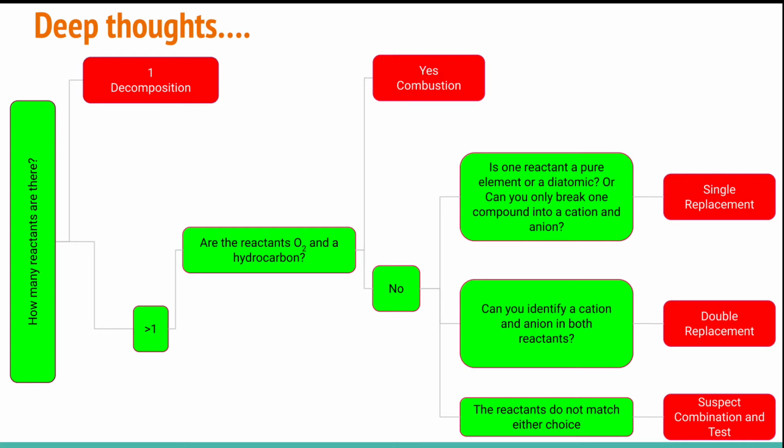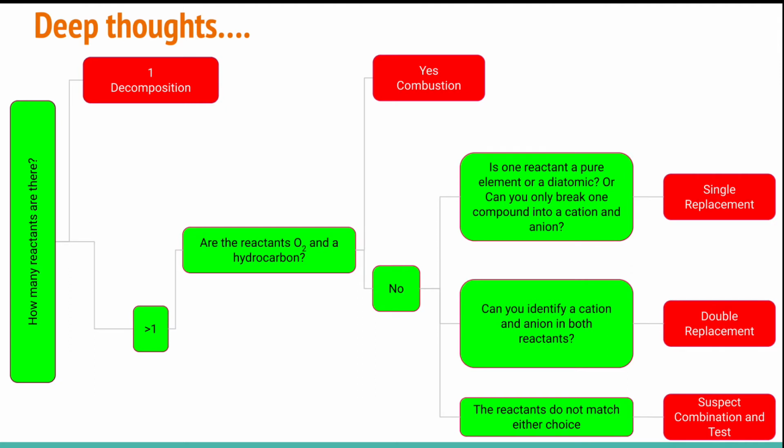The first path, looking at the top, we ask ourselves, is one of the reactants either a pure element or a diatomic, such as hydrogen gas, H2? Or, if we look at these, can we only break one of these compounds down into a cation and an anion? If that's the case, it's a single replacement reaction. The middle question here that we could ask ourselves is, are we able to identify a cation and anion in both of the reactant species? If the answer to that is yes, it's likely a double replacement reaction.